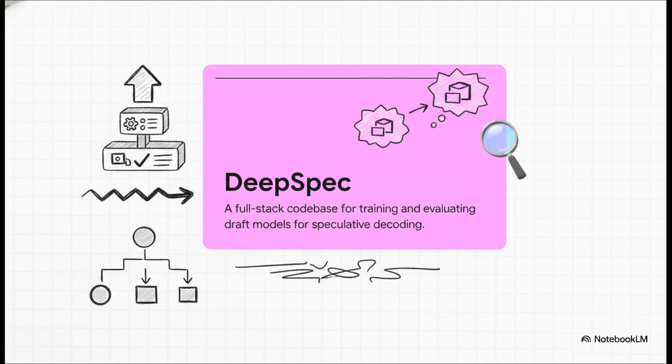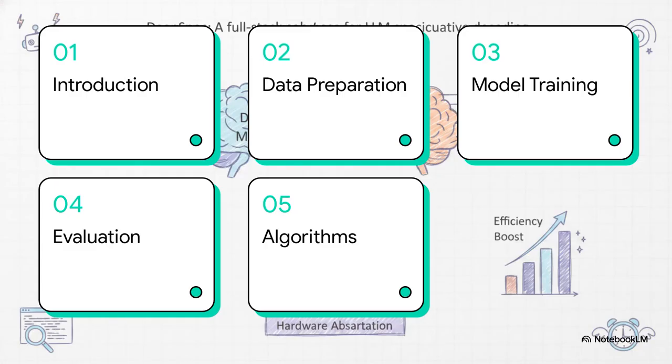This isn't just a disconnected script or a white paper, it's a complete, end-to-end environment handling everything from initial data prep all the way to final model evaluation. To make this super digestible, we'll follow the exact sequential pipeline a developer would experience. Our sections are: 1. Introduction, 2. Data preparation, 3. Model training, 4. Evaluation, and finally, 5. Algorithms and open source.